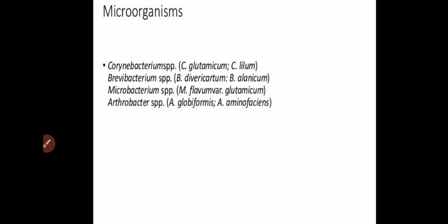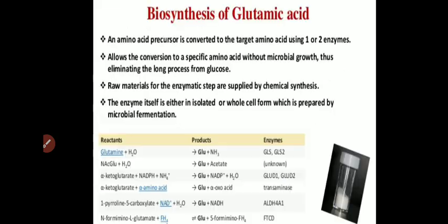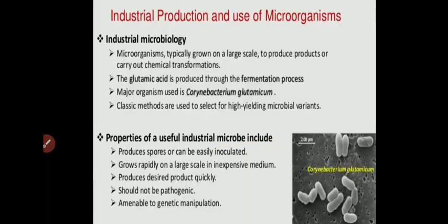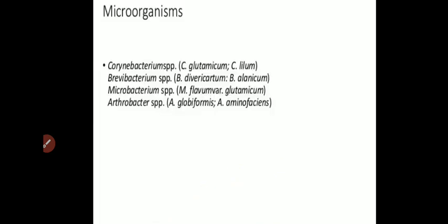So up till now we have seen that amino acids can also be synthesized by enzymatic production, whereas the raw materials used for the production of glutamic acid include a carbon source, a nitrogen source, and other micro elements. And we have also studied the microorganisms used for the production of glutamic acid. So in the next session we will start with the actual fermentation process of glutamic acid. Thank you.